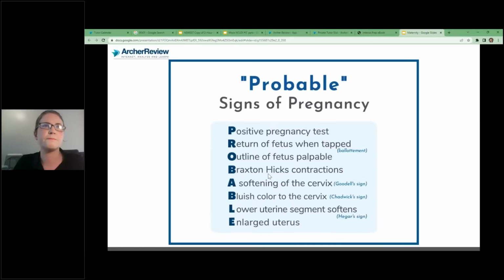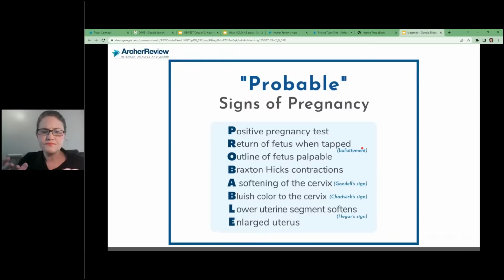Probable signs of pregnancy are the objective findings that the provider would see on exam. So what are some objective findings? Well, a positive pregnancy test, whether it was taken at home or in the clinic, it's probable that that person is pregnant, but we still wouldn't take it to the bank. It's still not 100%. The return of the fetus when tapped is called ballottement.